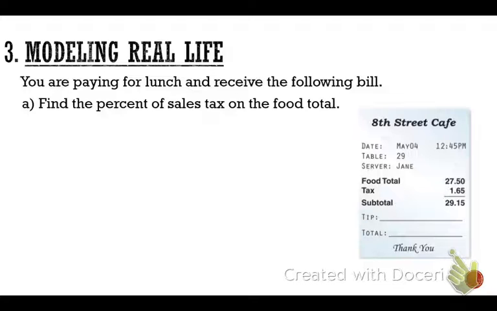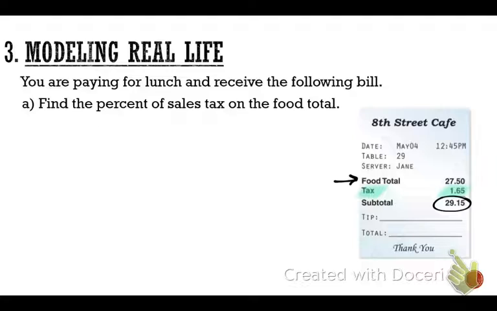All right, so you can see here this person has chosen to go to their favorite restaurant, which is 8th Street Cafe. I want us just to look at a few things we see on here. They have a food total. How much was their food total? $27.50. Then they have something called tax. Guys, who does the tax go to? The government, okay? And then this person had a total that they had to pay right there, which was $29.15.